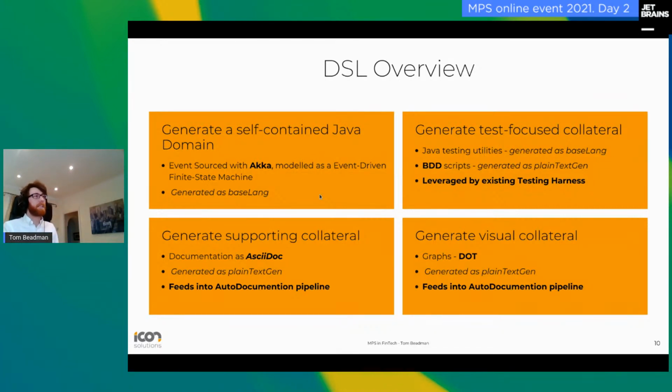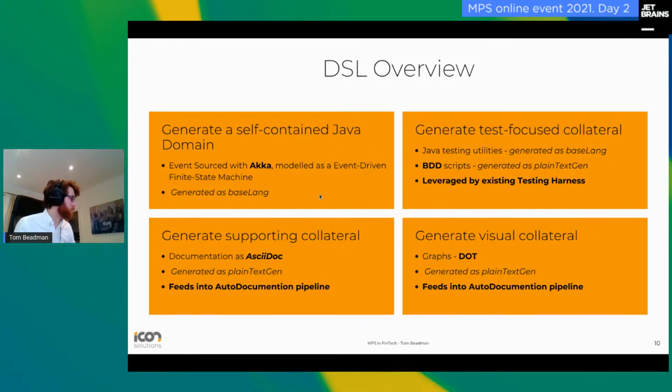So what we're generating is an event-sourced Java domain powered by Akka, by Lightbend, and it's modeled as an event-driven finite state machine. Finite state machines should be no stranger to DSLs. That's where we're going. And that's achieved by a generator, a baseline generator. In addition to the main domain, we also want to generate lots of auxiliary collateral, such as test-focused collateral.